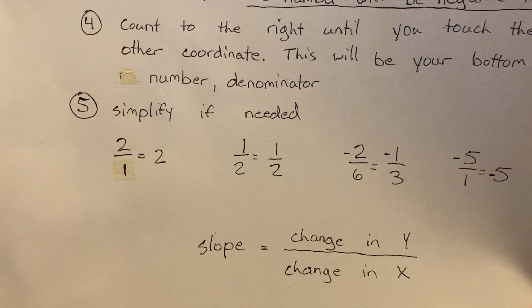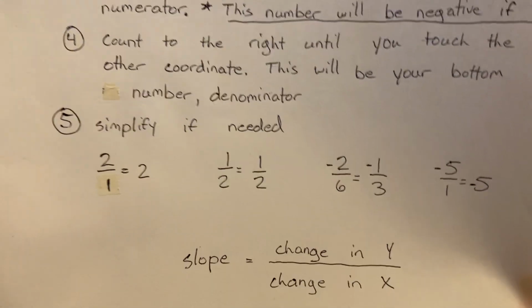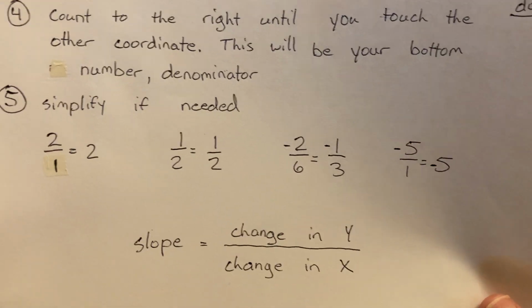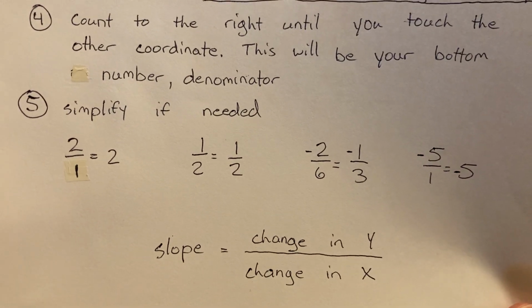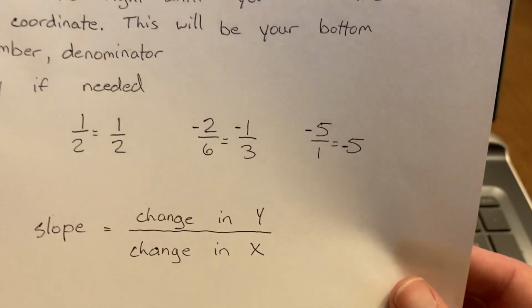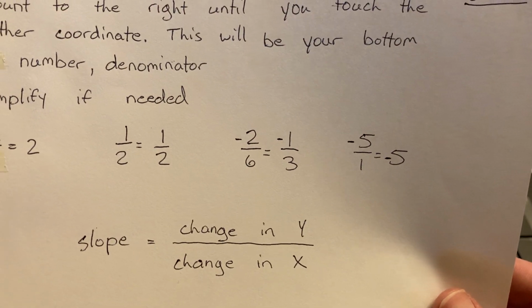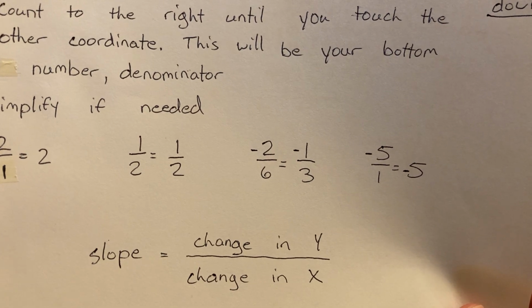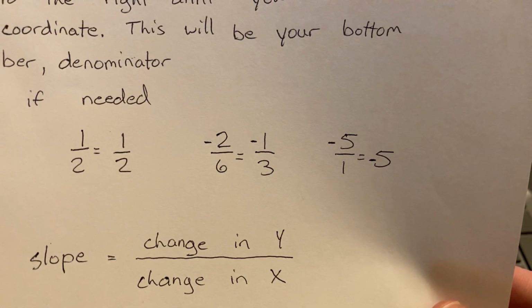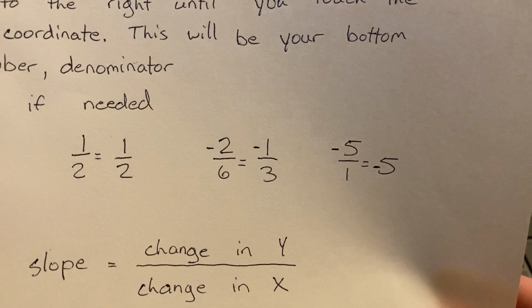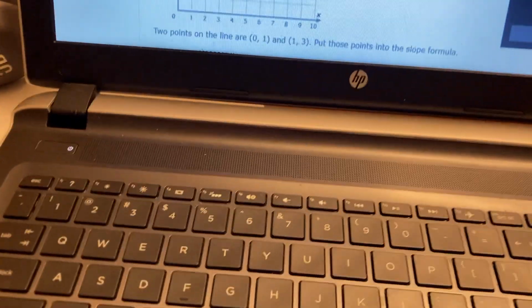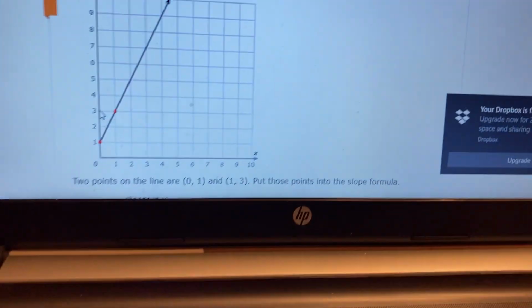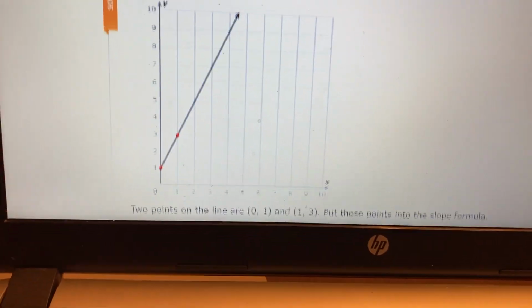So something like 2 over 1. 2 divided by 1 is just 2. All right, 1 over 2 cannot be simplified. There's no number that goes into both of them. 1/2 is 1/2. Negative 2 over 3 becomes negative 1 over 3 because you can divide both of those by 2. Okay, negative 5 over 1 is the same as negative 5. All right. So when we put our final answer in, it was just an answer of 2.